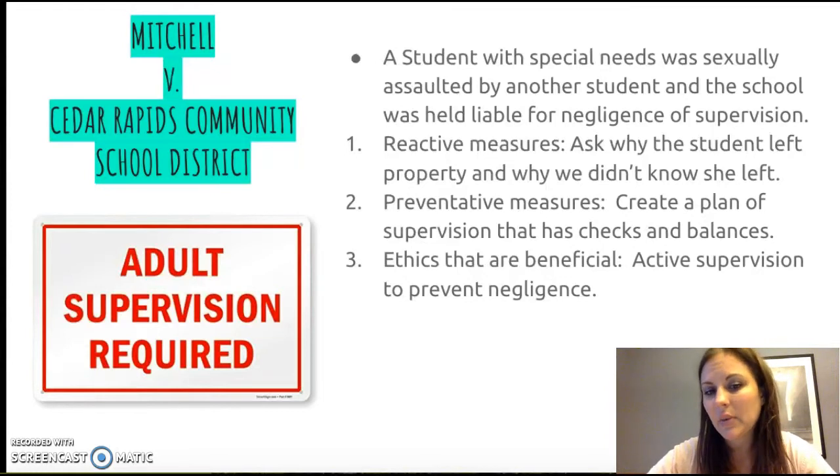And then the last one is ethics, and what is beneficial is active supervision to prevent negligence. We need to make sure that we have a plan in place that supports active supervision. That means that we are close to the student, we're monitoring what they're doing, and we have a schedule of where they're supposed to be at all times. And my picture is adult supervision required.